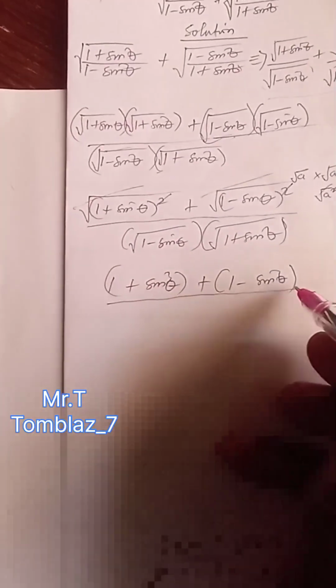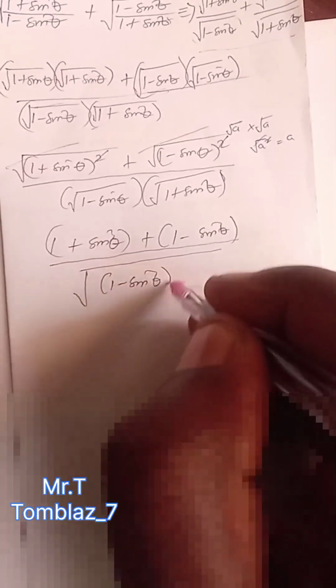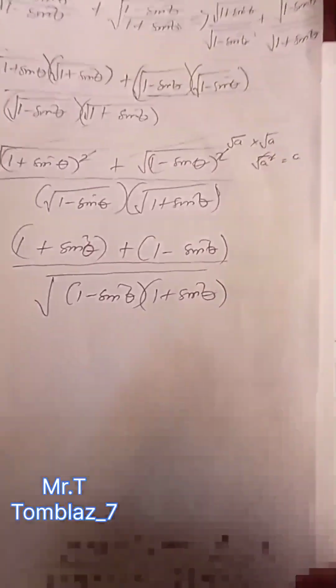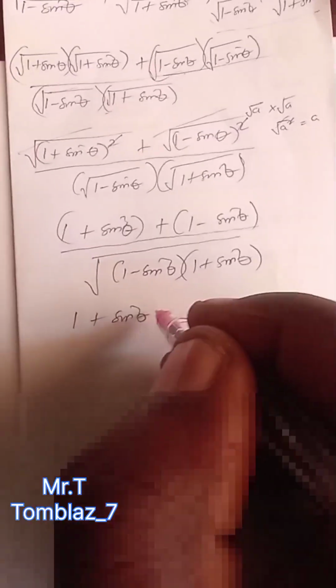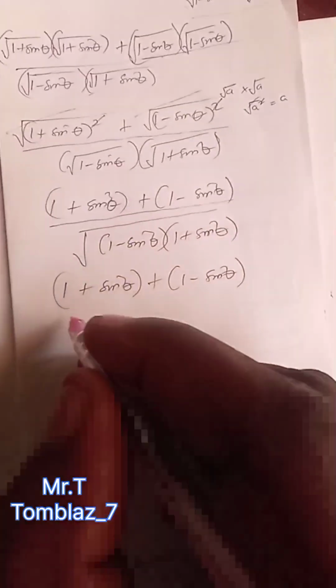Then all over, let's deal with the denominator now. Now looking at the denominator, if we are multiplying this, we all know that this square root can take precedence and then this value can be (1 minus sine theta) into (1 plus sine theta), right? Okay, so let's write the numerator first. 1 plus sine theta plus 1 minus sine theta all over.